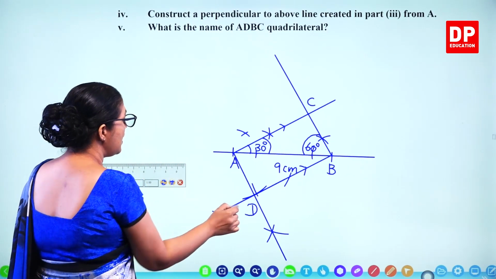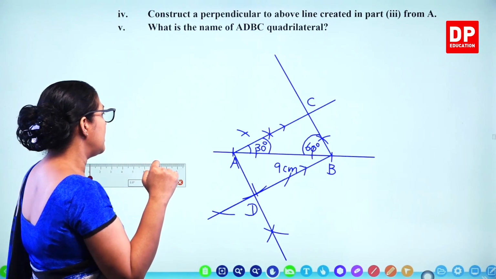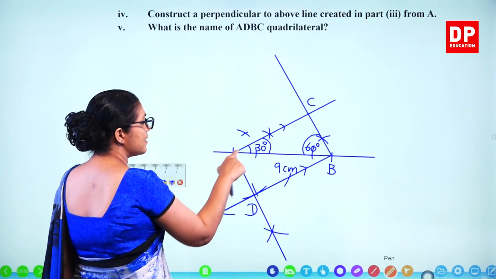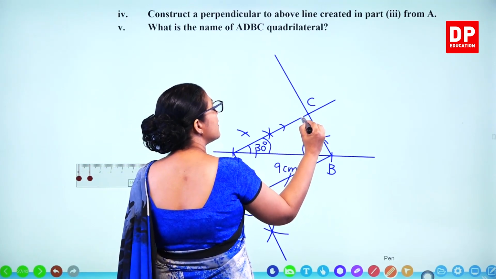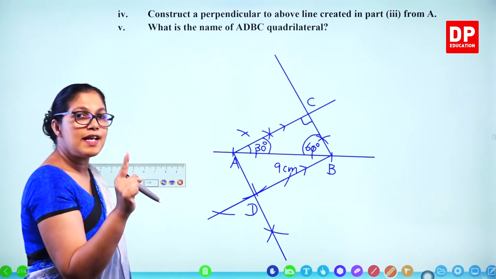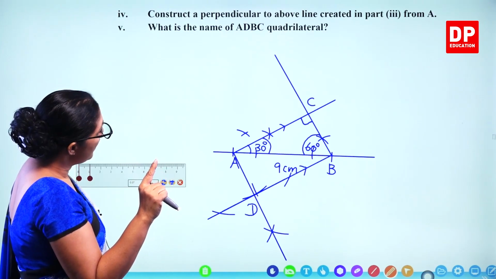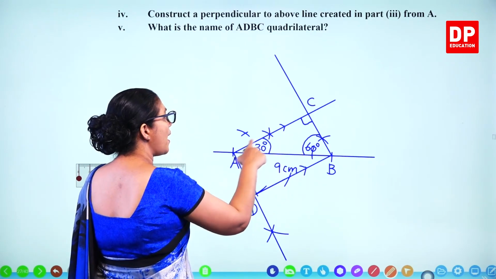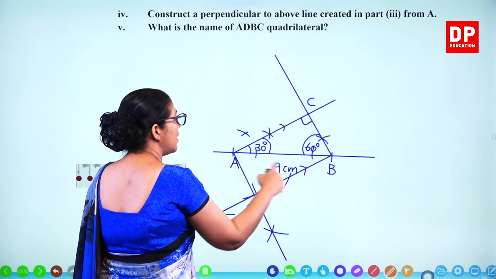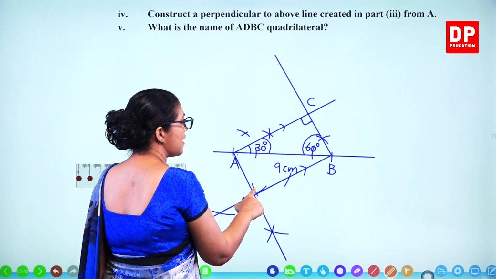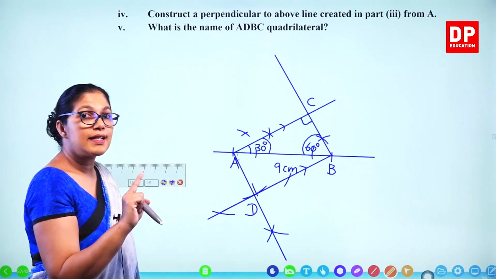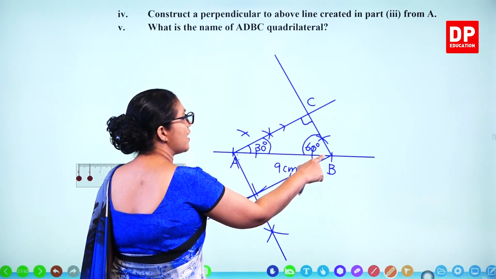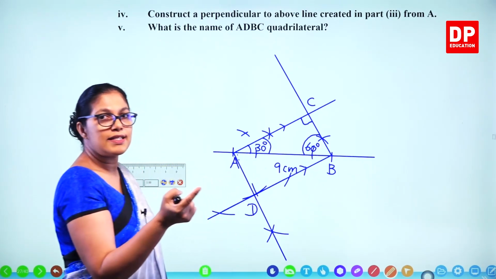So, this becomes D. So, ADBC. Can you see? When you look at the angles, this is 30, this is 60. So, this should be 90. 180 minus 90. Then, this is a parallelogram. This is a parallelogram means this is 90, this is 90, this is 90. Allied angles add up to 180. If this is 90, this is also 90. This is 90, this is also 90.